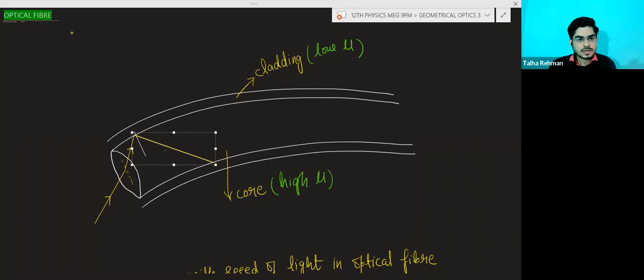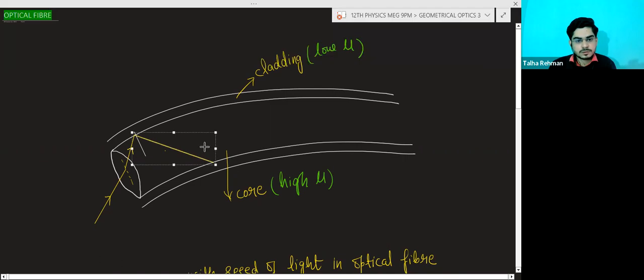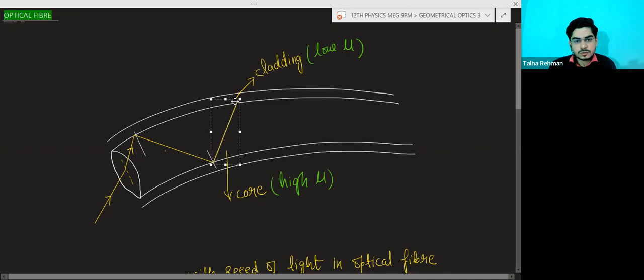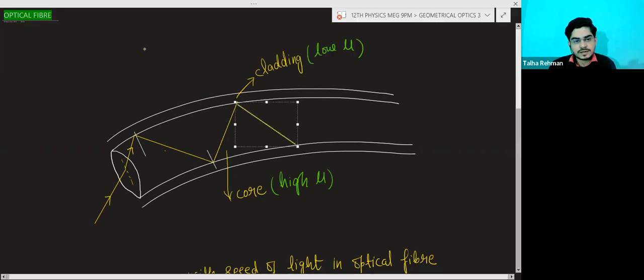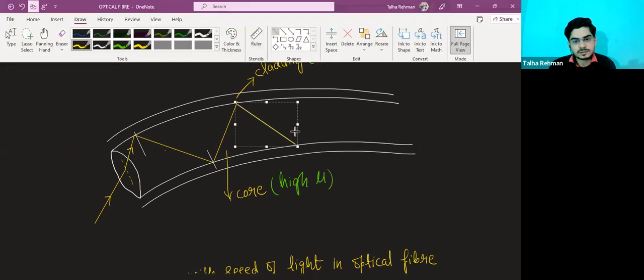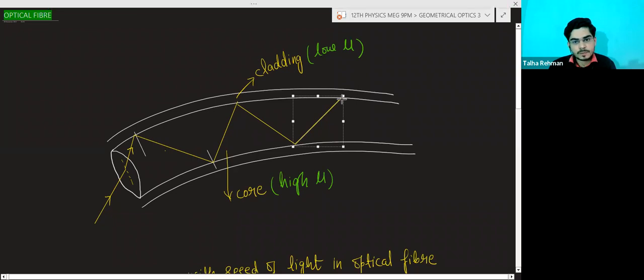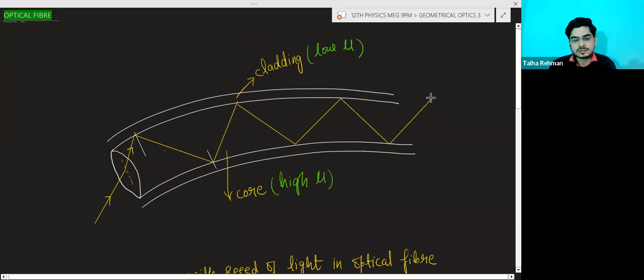And here also, if you draw the normal, this is the normal, and for any angle of incidence, the total internal reflection will take place. So the light ray will suffer total internal reflection like this. Finally, the light ray will move out of this cable like this.